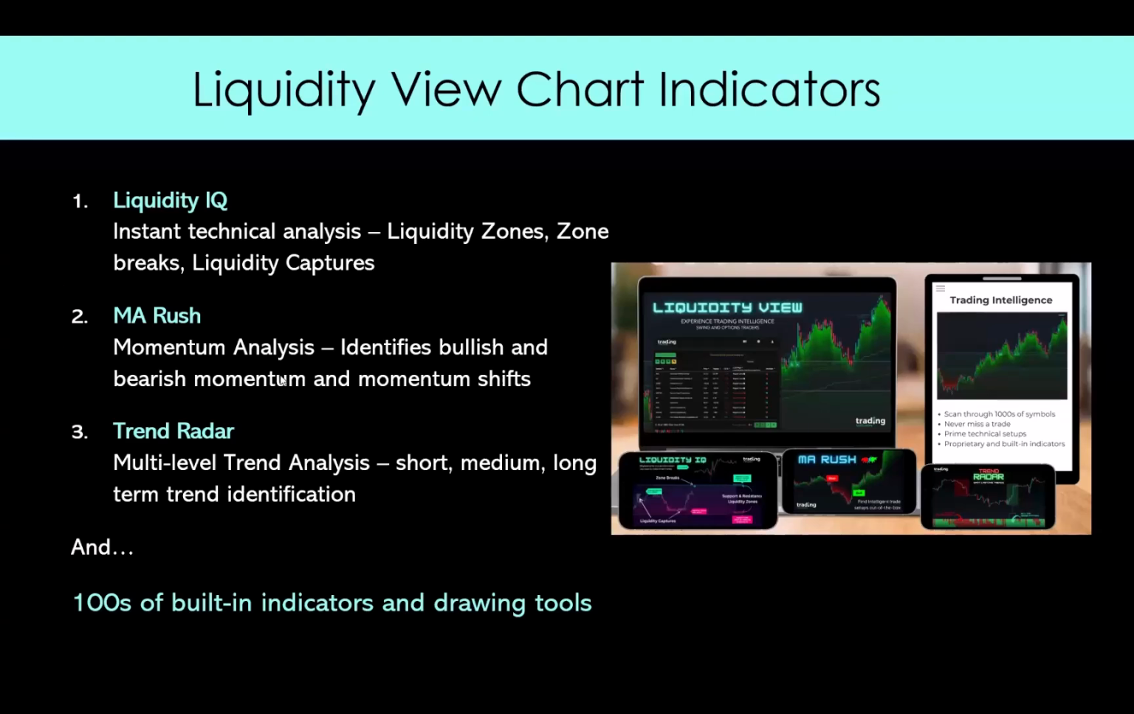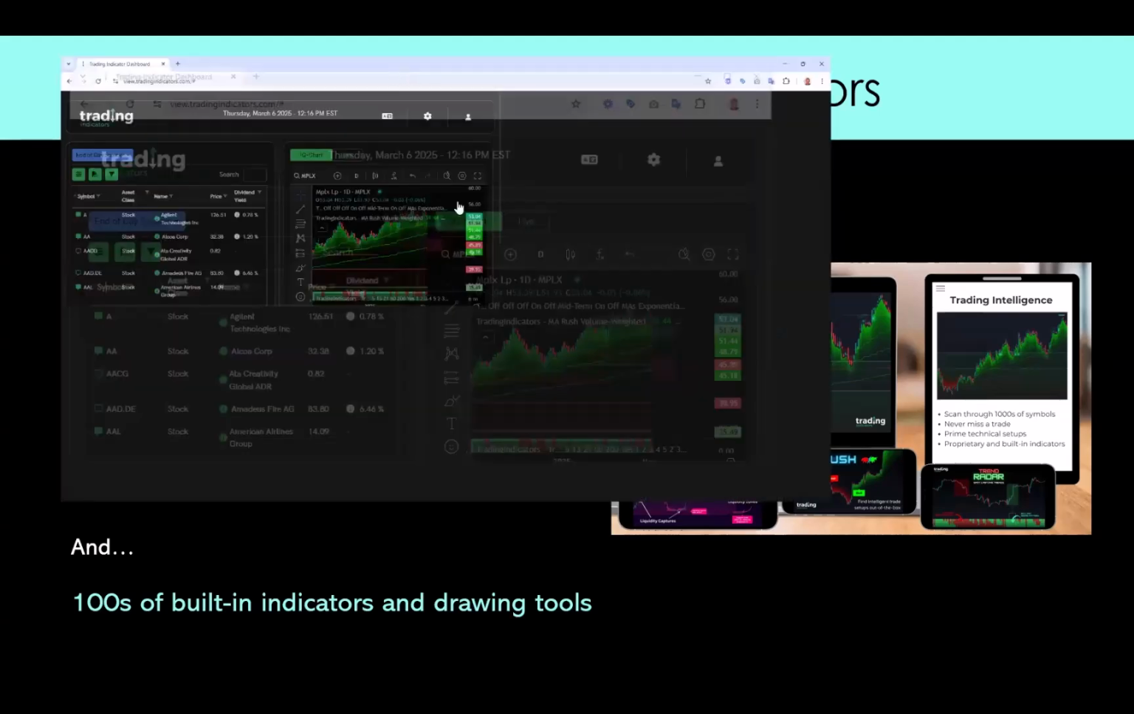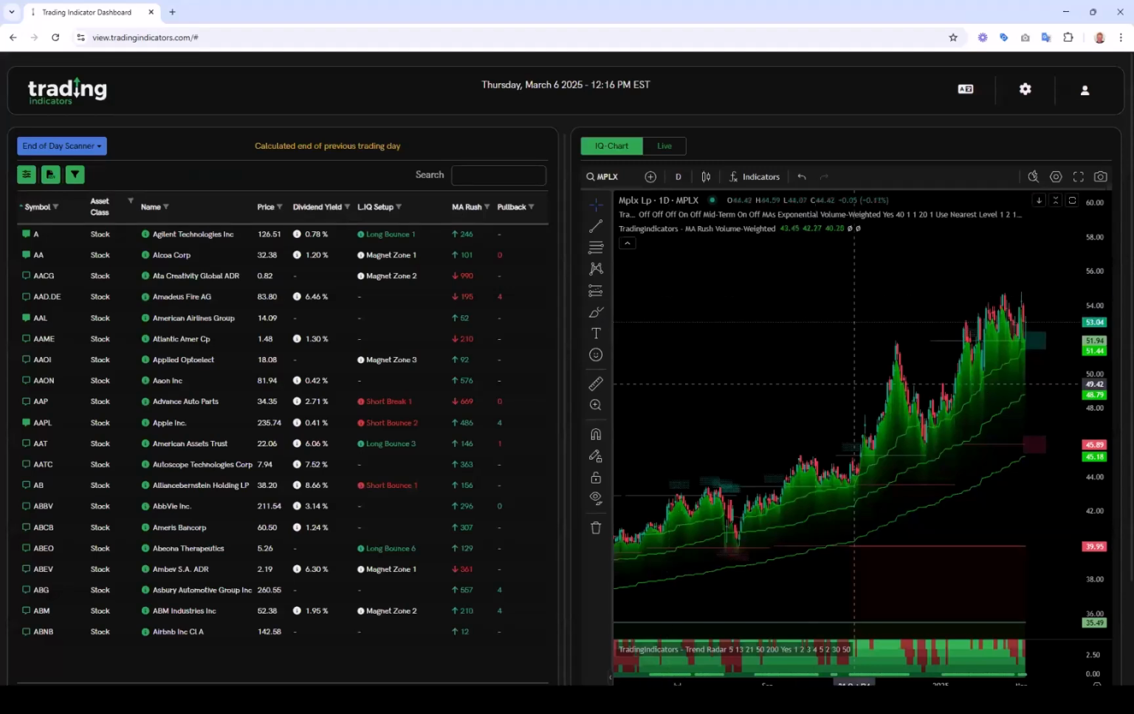All right. Now, what are these 3 flagship indicators? Well, these are Liquidity IQ, MA Rush, and Trend Radar. So let's check them out on the dashboard itself. So for this, I'm going to go over to our dashboard. There we go. I'm going to drag this in here. And for now, we are going to focus on this component here on the right-hand side, the charting component of the dashboard. The scanner will be next.